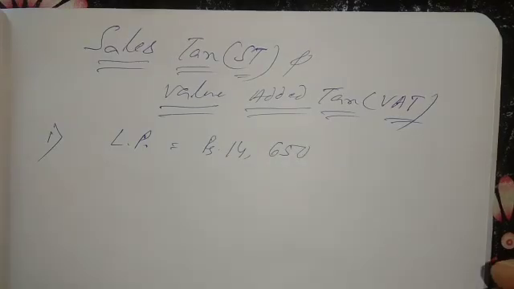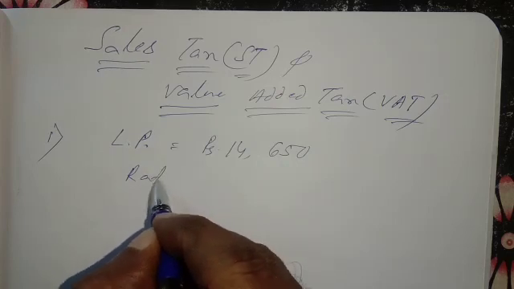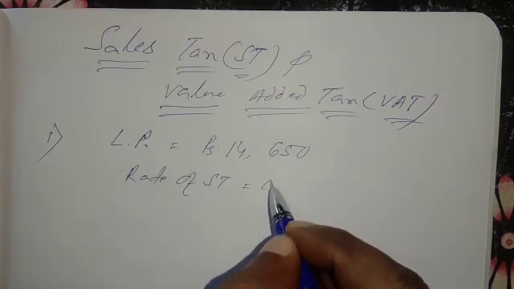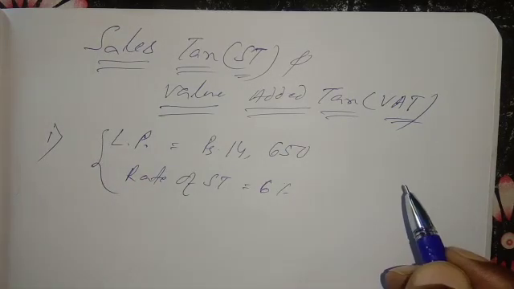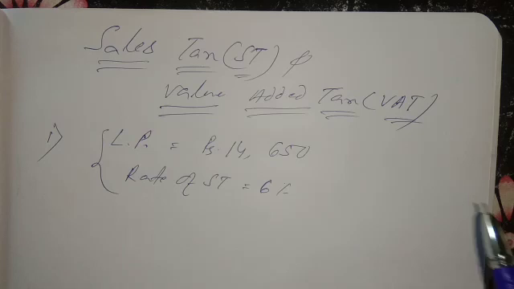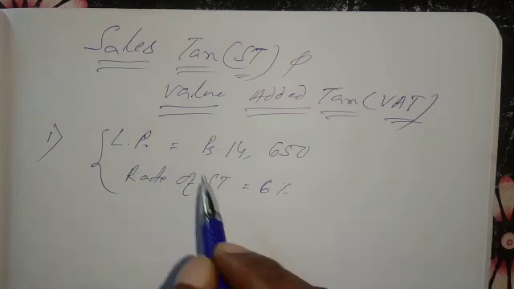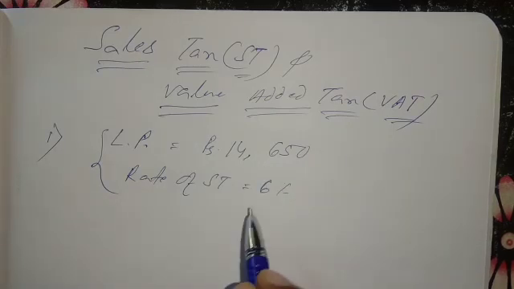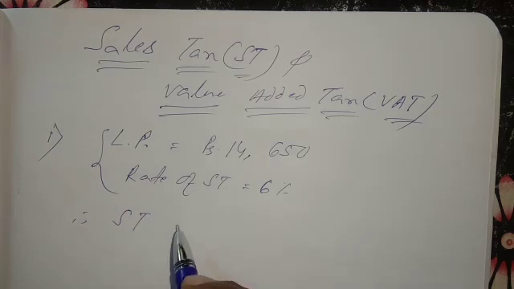Refrigerator given 14,650, and the rate of sale tax given is 6%, and you have to find out the cost price of the refrigerator. First of all, you see, list price of the refrigerator is 14,650, rate of sale tax is 6%. Therefore, how much sale tax will be charged?